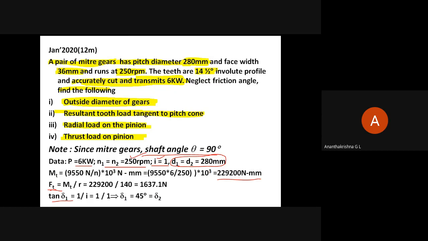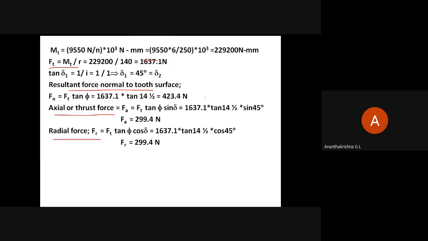Did you finish? Did you finish with the calculation of these three: radial load, thrust load, and resultant tooth load? Sir, doing. Doing, okay.